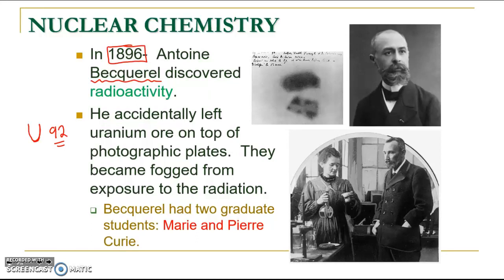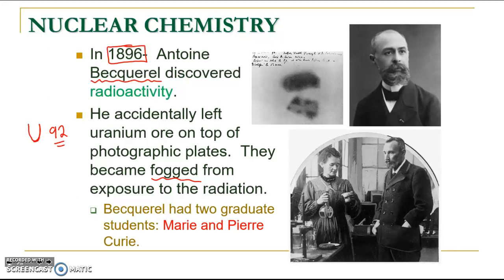You know those old school things where you basically have to develop photography? Well, he set it on those plates, left it there for a while, and it became fogged up. And he was like, what the heck? What's going on here? He eventually figured out that it was something called radiation. And that's what we're going to learn about today. Nuclear chemistry. It has everything to do with radiation.